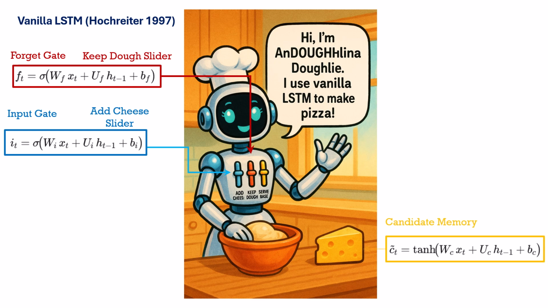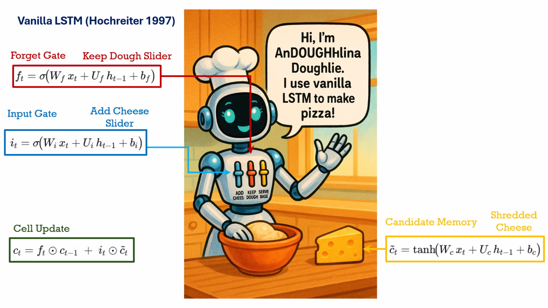Then there is a candidate memory, which is the fresh cheese for today that we will be using for making the dough. Of course it needs to be shredded. This candidate memory will shred the cheese, because you need to shred the cheese to mix it into the dough, otherwise it would be difficult, solid to solid. The next one is the cell update, which is the kneading bowl for mixing the dough and the cheese.